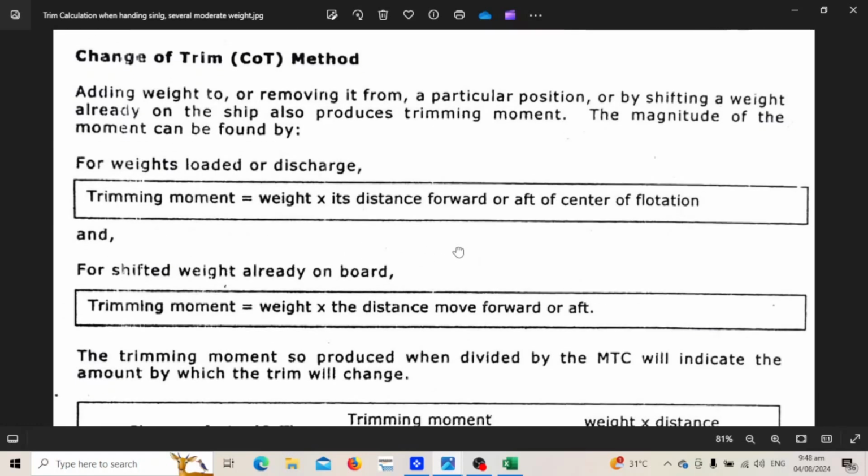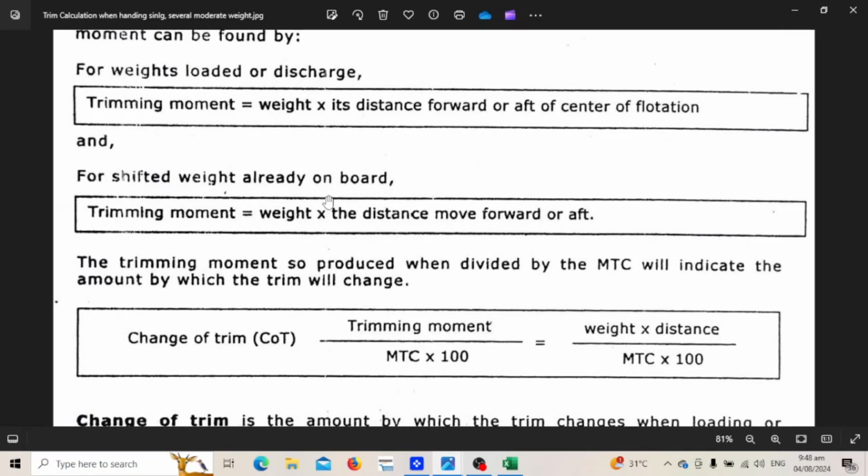When shifting, or when the cargo is already on board, the trimming moment would be the weight times the distance moved forward or aft. Meaning, you shift the cargo, let's say from hold number 5 to hold number 1, or number 1 to hold number 2. Shifting of cargoes, then you will still have a trimming moment.